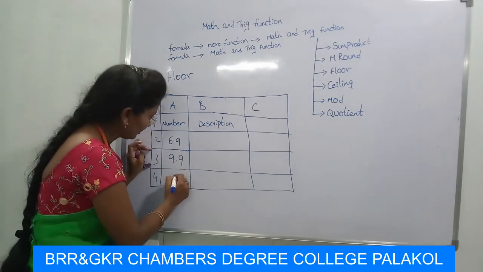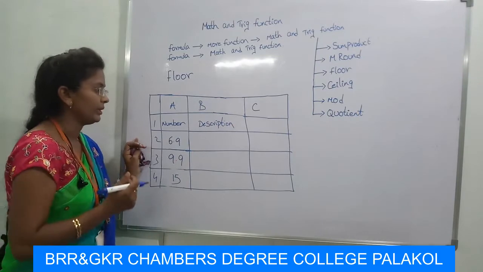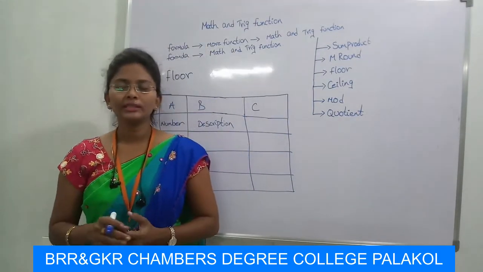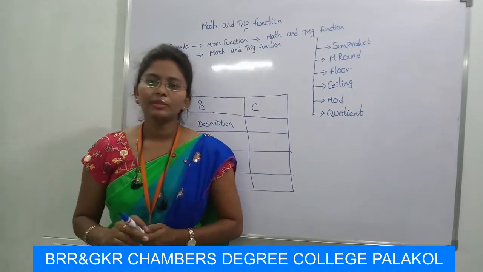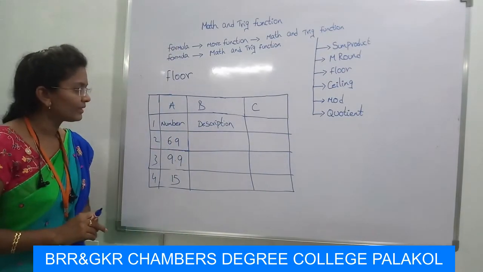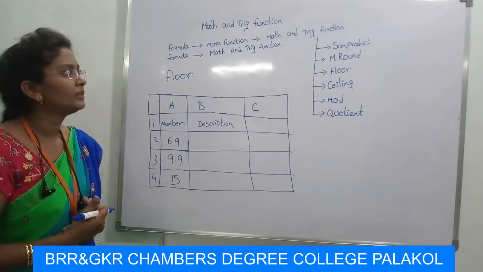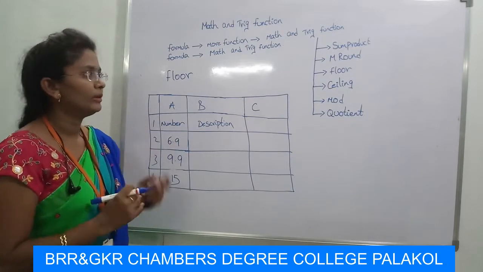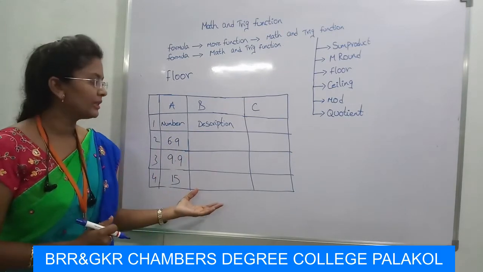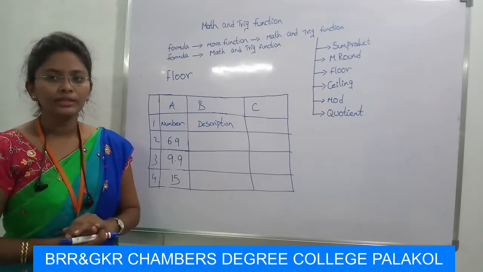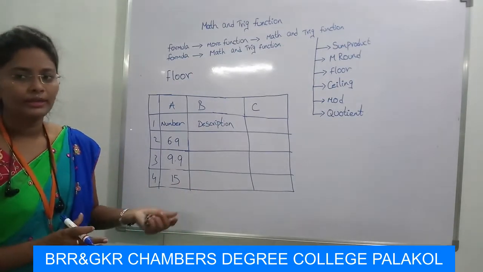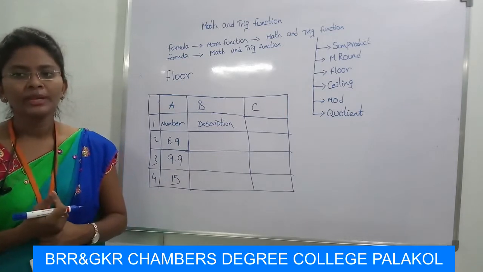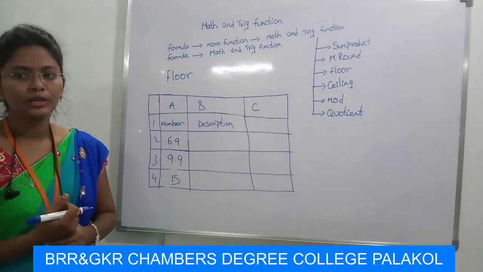Here I am entering the 15. And for floor, I have to enter some description. This description is nearest multiple of 1. I already took the nearest multiples like 1, 5, 10 in MROUND also. Here also I am taking the same values for the nearest multiples. The rounded data will be down to that one, and that data can be entered here, and that data is nearest multiple of 1.